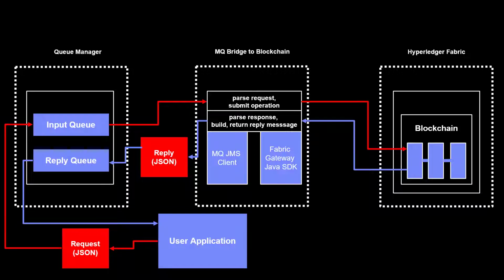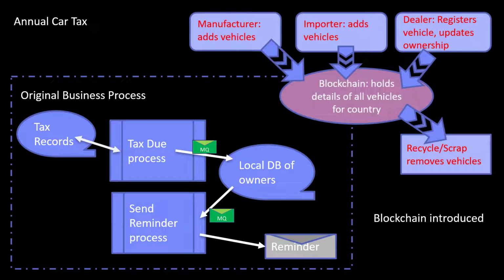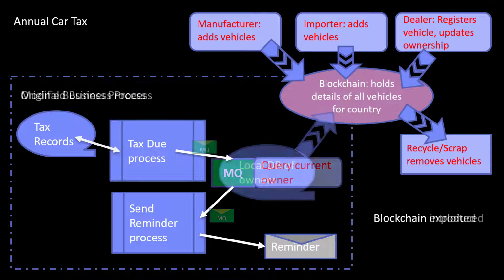Because it's queue-based, you get the usual benefits of asynchronous processing. And because it's MQ, you can use your existing infrastructure and application skills. This makes it easy to extend any processes you already have to add blockchain as a resource that you can either update or query.